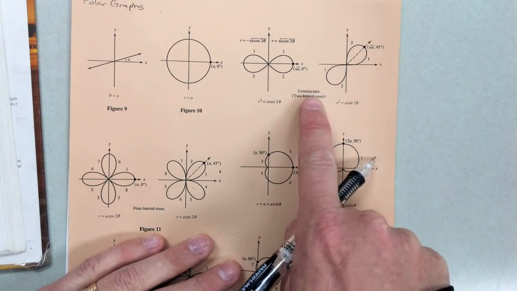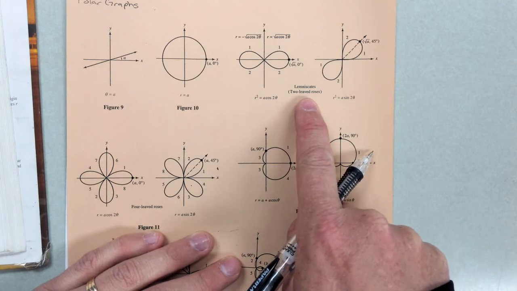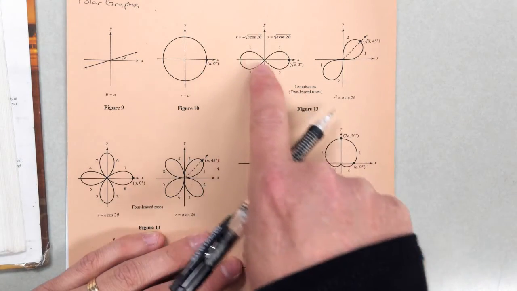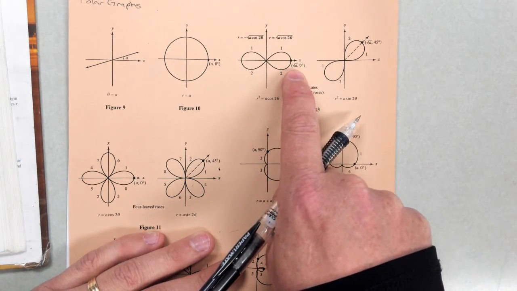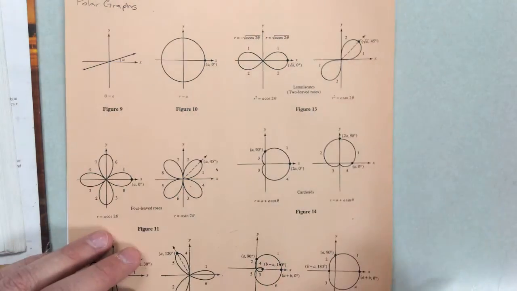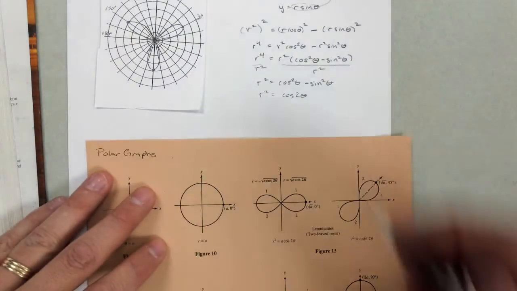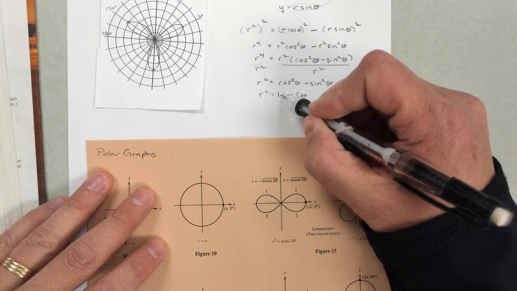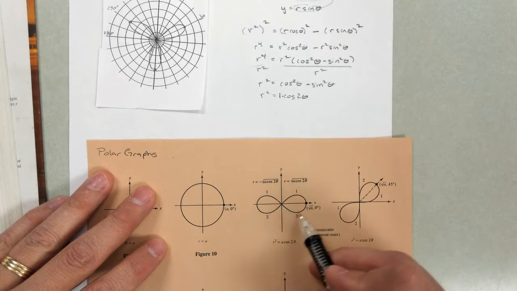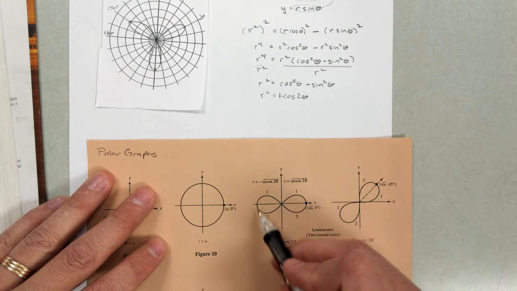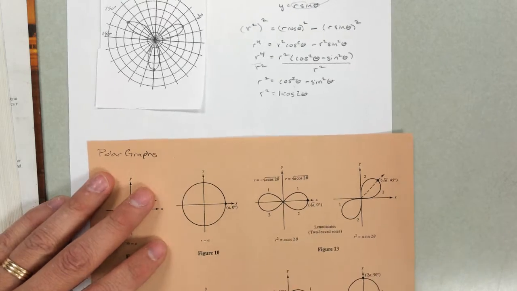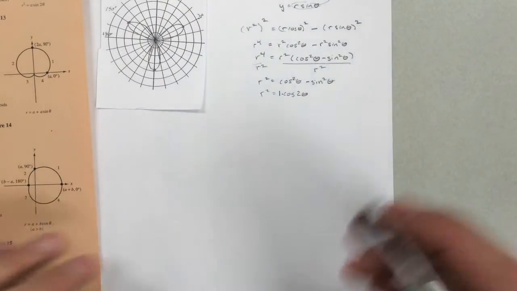So we get what's called a lemniscate, or a two-leaved rose. Okay, it's going to go horizontally like this, and it gets out to the square root of a. What's the a in our problem? 1. So we're going to go out to 1, and then come back in. Make like a little infinity sign. So now once we've matched it up, we can easily make that graph.